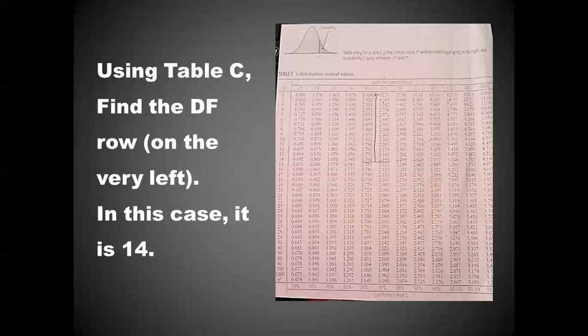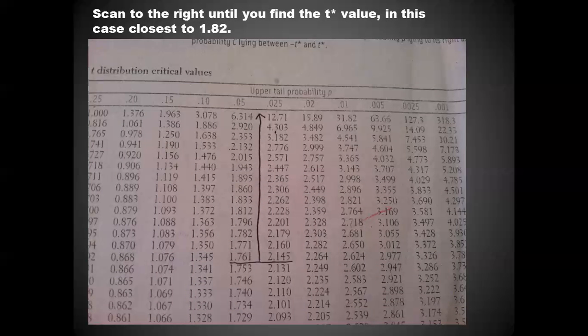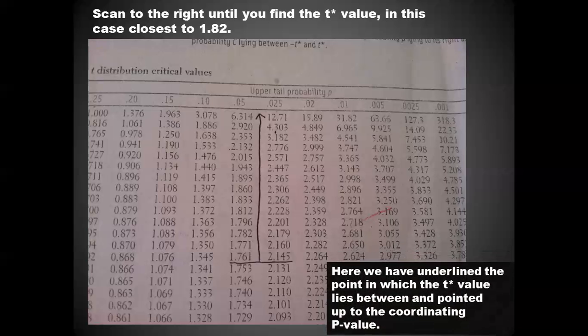Using table C, find the DF row on the very left. In this case, it is 14. Scan to the right until you find the t-value. In this case, closest to 1.82. So here we underline the point in which the t-value lies, which is between 1.761 and 2.145. And then we use the arrow to point up to the coordinating p-value, which is between 0.05 and 0.025.